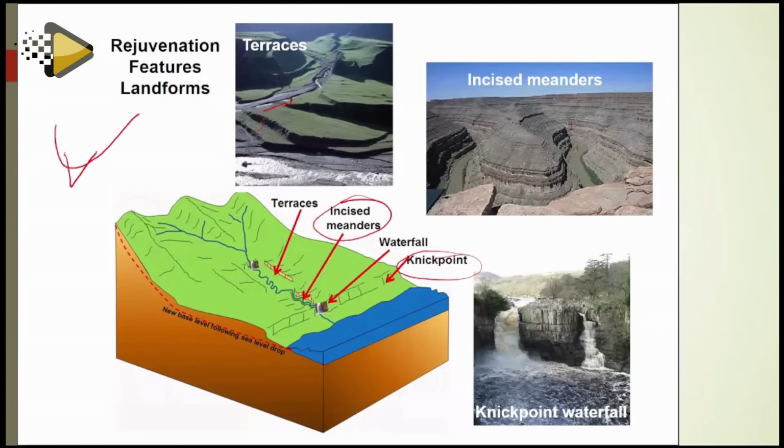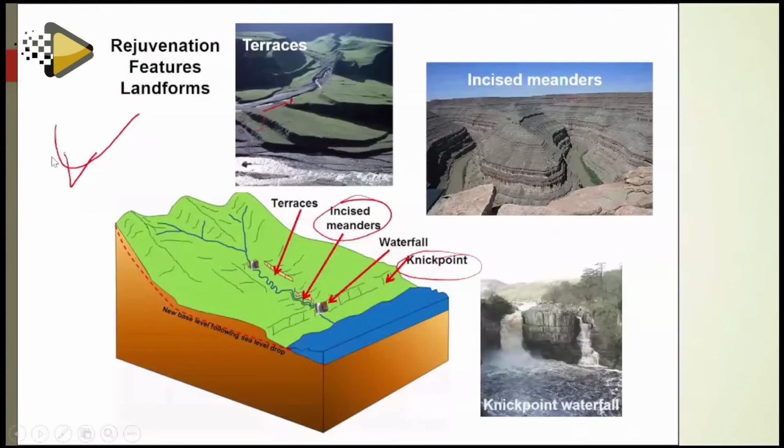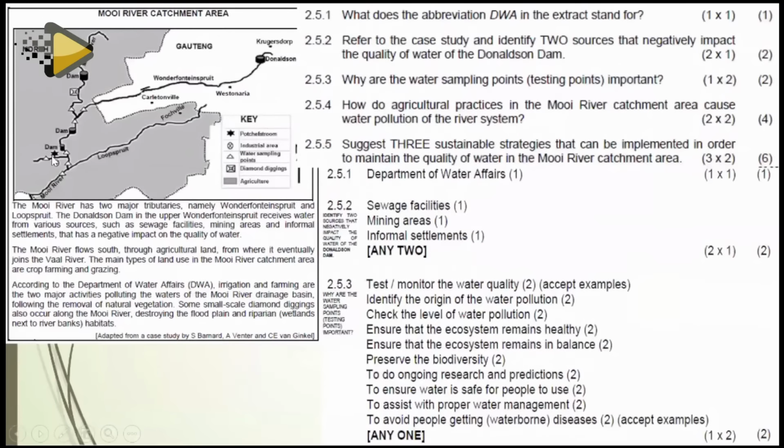That feature is called valley within the valley. So we have different features that indicate river rejuvenation. And the last question that I want us to look at is river or drainage basin management.